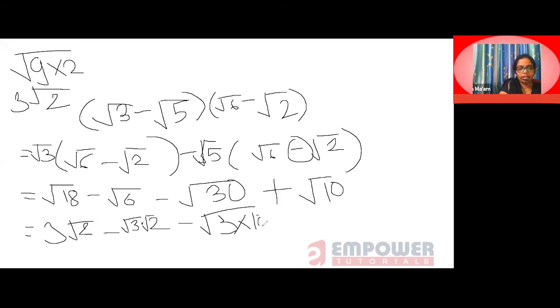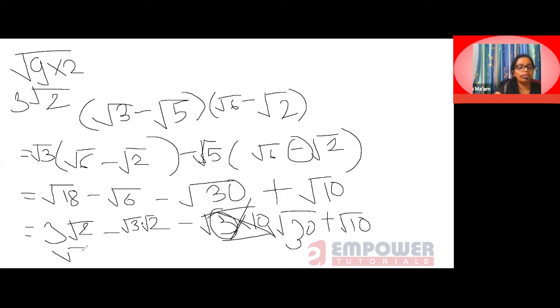3 into 10. But again 3 is not a perfect square, so it won't help me. 6 into 5, again 6 is not a perfect square and 5 is not a perfect square, so there is no need to do factorization. So I will simply write it in this form, minus root 30 plus root 10. These are unlike surds, so I cannot add these two numbers. Here I can take root 2 as a common factor between these two numbers, and I can write it as 3 minus root 3.